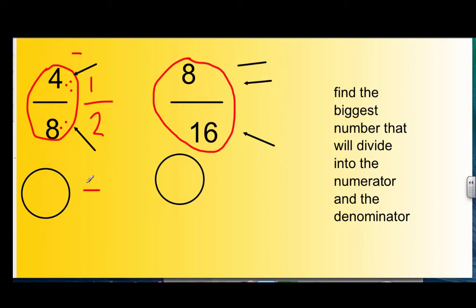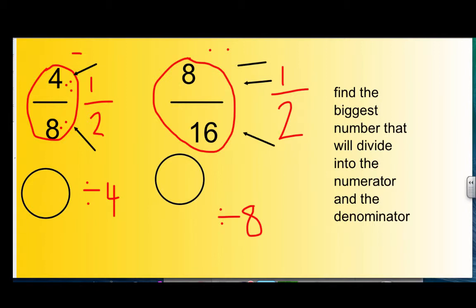What about over here? So we divided that one by 4. Okay, that was the biggest number that could go into it. What about over here? What's the biggest number that goes into 8 and 16? Well, I think it's 8. All right, 8 divided by 8 equals 1, doesn't it? 16 divided by 8 equals 2. And what do you know? They are actually both 1/2. So they're the same value.